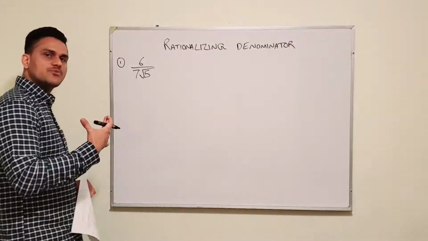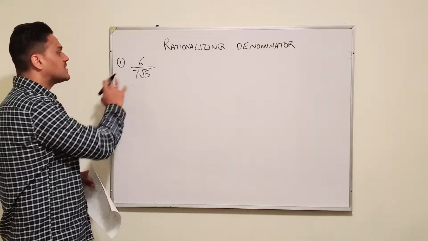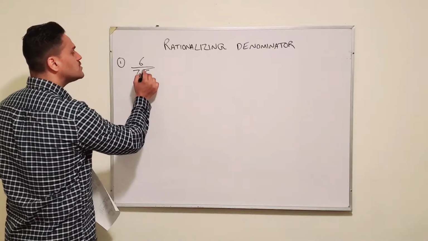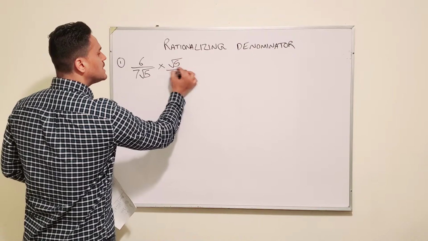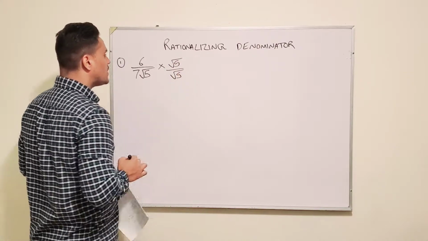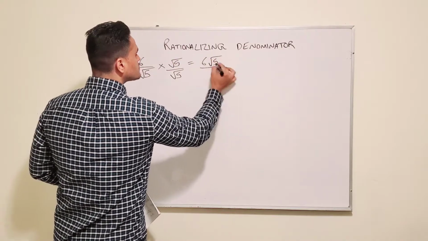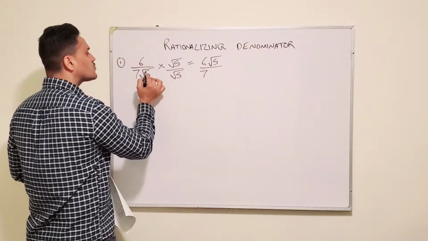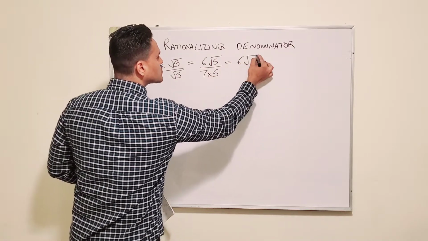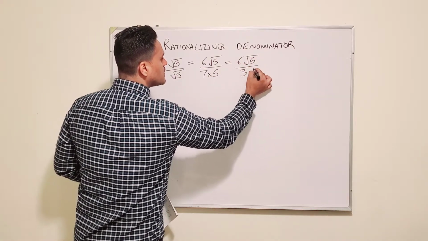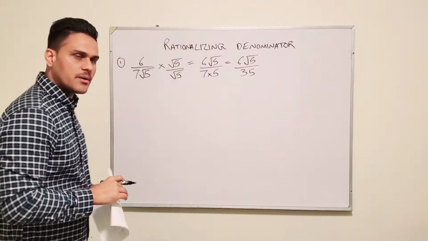By rationalizing we mean we don't want to see any square roots or cube roots or any roots at the bottom. So right now we have square root of 5 at the bottom. We're going to get rid of it by timesing it by square root 5 and dividing it by square root 5. Now at the top we're going to have 6 square root 5 and at the bottom we're going to have 7. Square root 5 times square root 5 is just going to be 5. So we have 6 square root 5 over 35. Again guys, we don't see any roots at the bottom, so we've rationalized the denominator.